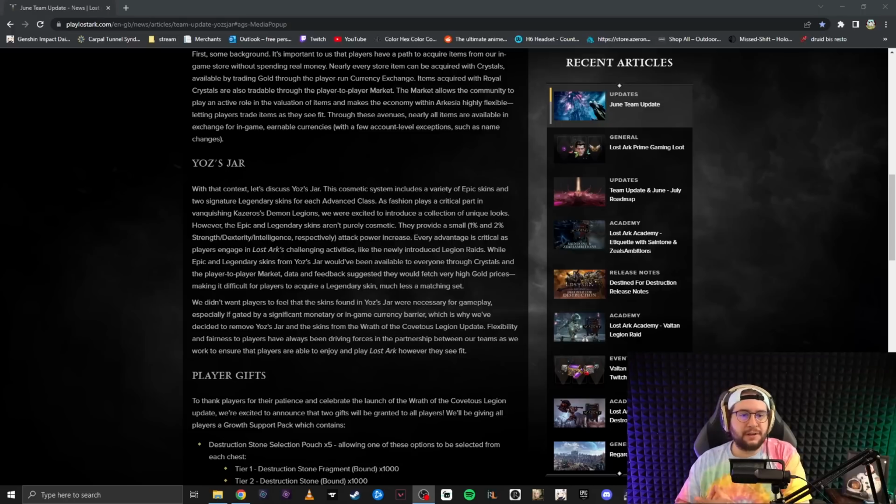Next is Yaz's Jar. They talk about that they are actually going to be removing it from this update. Now, for those who don't know, Yaz's Jar is essentially like a gacha system, kind of, where you just melt down skins and then roll through a gacha system or like a loot box system where you get a chance at your legendary skins and then you get a chance at the appropriate color. This costs a ton of gold or a ton of real money.